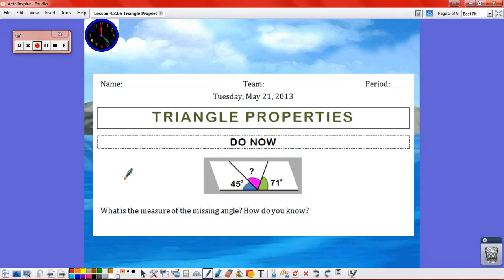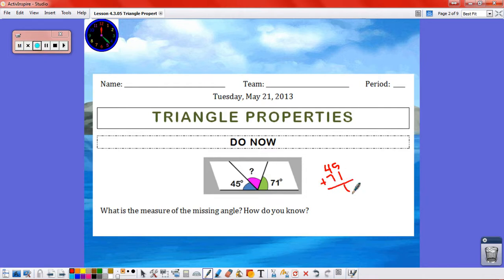So our do now is find the measure of the missing angle, and how do you know? Well, this is leading in from our angle relationships that we learned last time. These three angles together make this straight line, so together they have to be 180. So 45 and 71 and another number have to be 180.